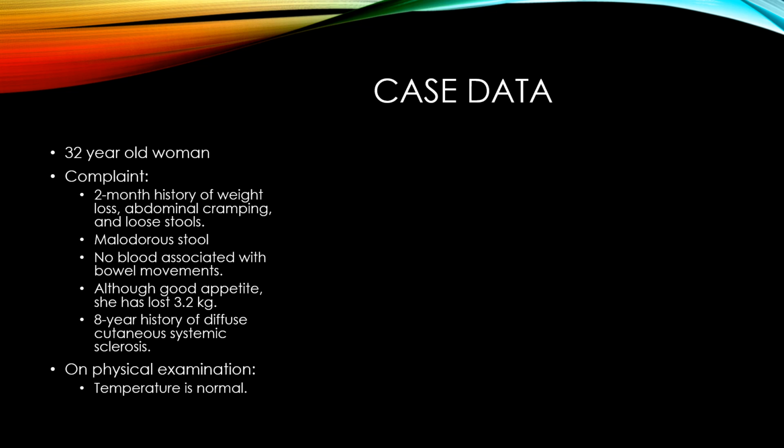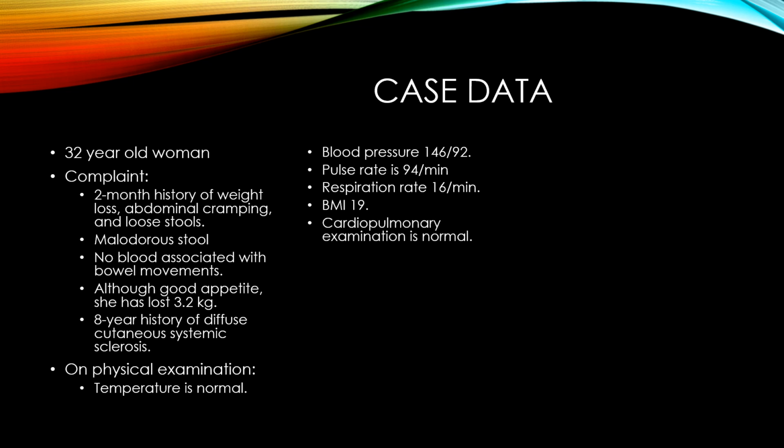On physical examination, temperature is within normal. Blood pressure is slightly increased, 146 over 92. Pulse rate shows tachycardia, 94 beats per minute. Respiratory rate is within normal, 16 per minute. BMI is 19. Cardiopulmonary examination is normal. The abdomen is soft and non-tender with normal bowel sounds.